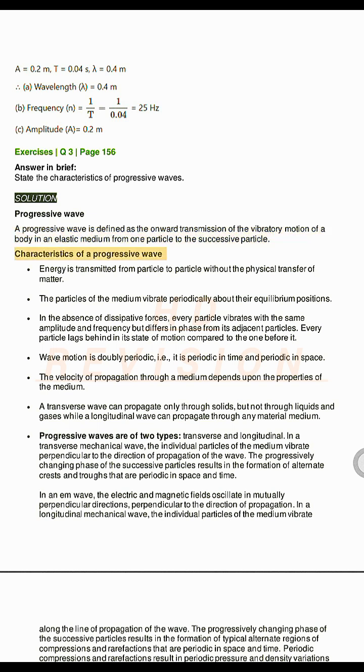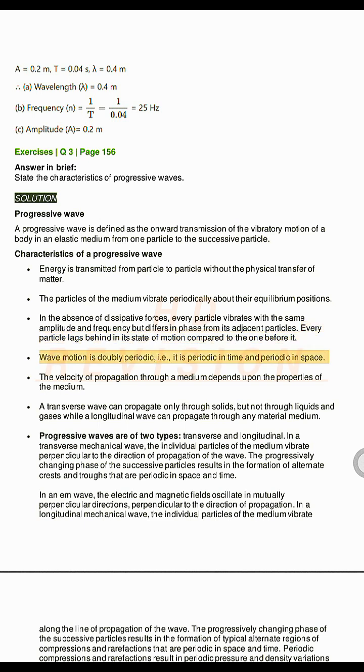Characteristics of a progressive wave. Energy is transmitted from particle to particle without the physical transfer of matter. The particles of the medium vibrate periodically about their equilibrium positions. In the absence of dissipative forces, every particle vibrates with the same amplitude and frequency but differs in phase from its adjacent particles. Every particle lags behind in its state of motion compared to the one before it.